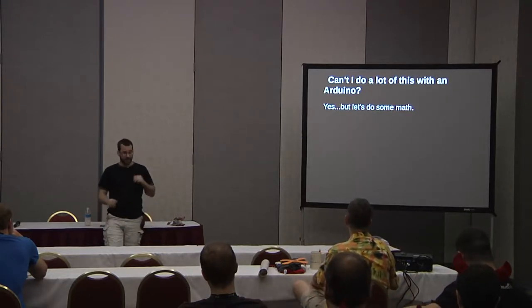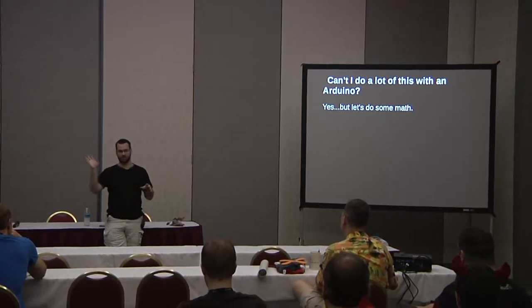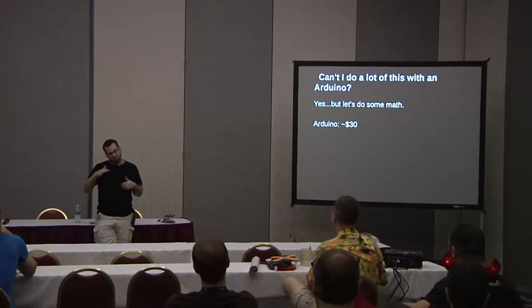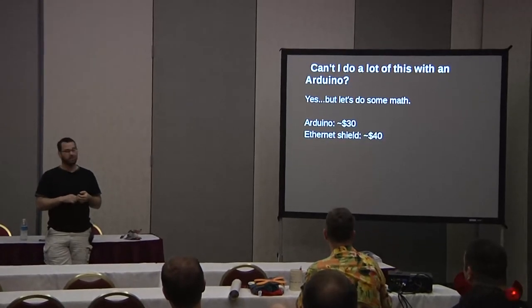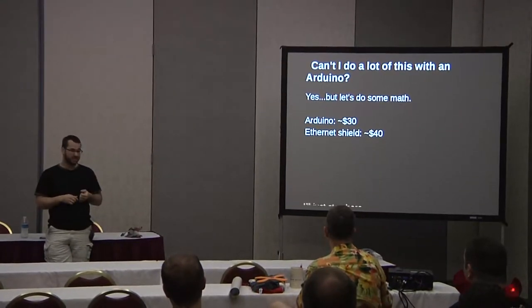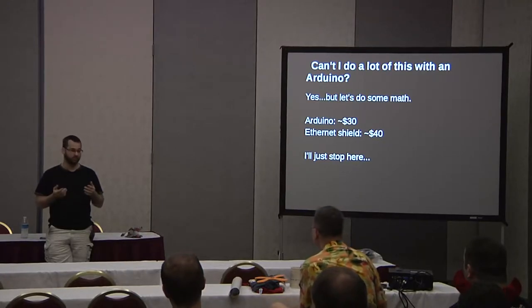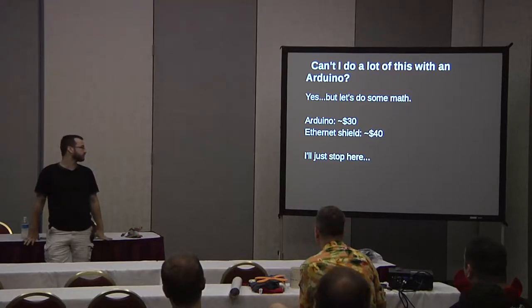So, you can do this with an Arduino. You can log data, you can click things, you can send things up to the internet. Arduino: about 30 bucks, you can find cheap knockoffs for 20. But add an Ethernet shield, typically around 40 bucks. So you add the math, that's 60, 70 bucks, for something you can do a lot cheaper on an ARM device.